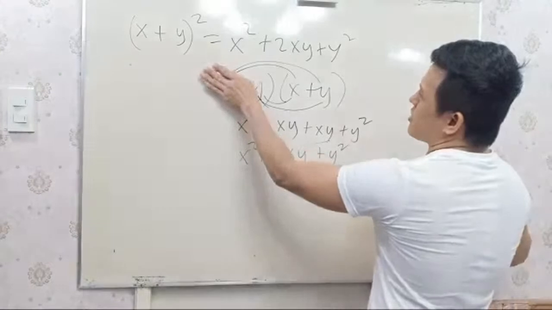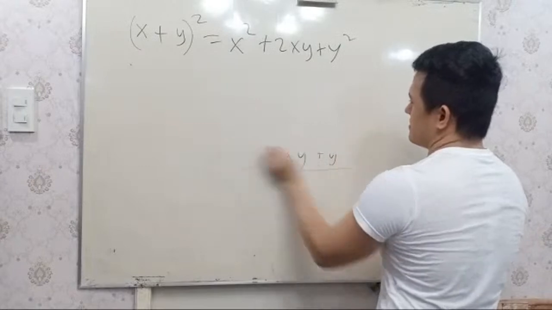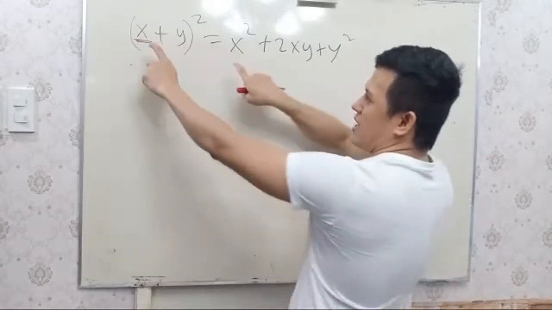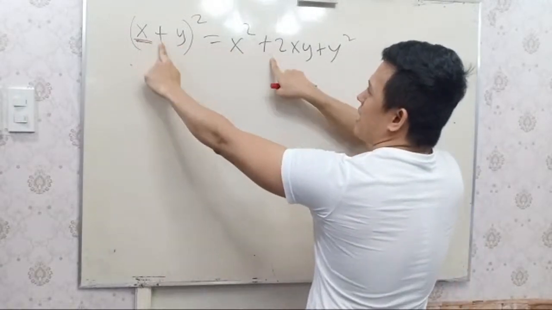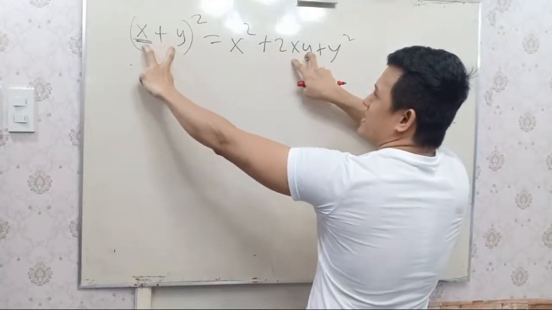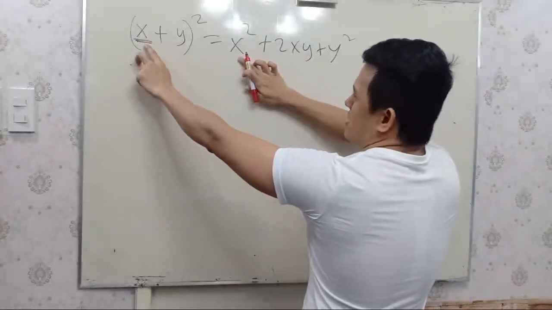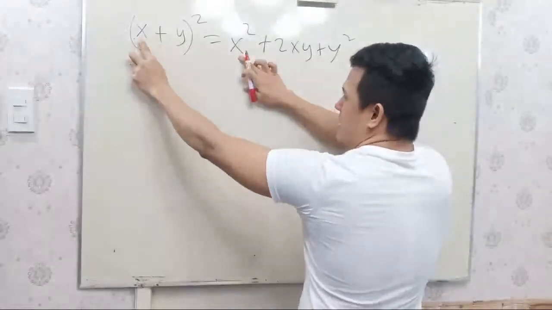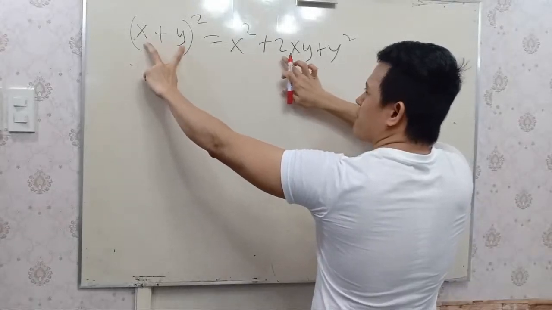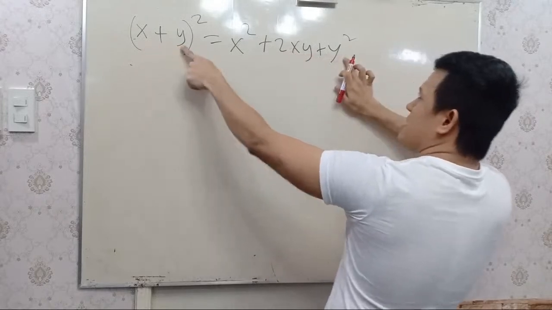But there is a shorter way. How? First, square the first term. Then copy the sign, and you always have to put 2, then multiply the 2 by x times y. Then square the last. Again, square the first. Our first here is x. Square it. Copy the sign. Multiply the 2: you always have to put 2 and then multiply it, xy. And then square the last. That's it.